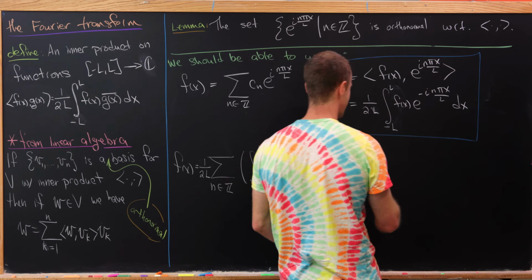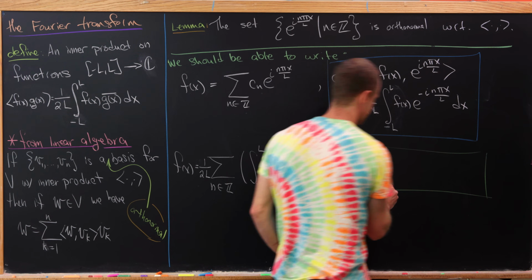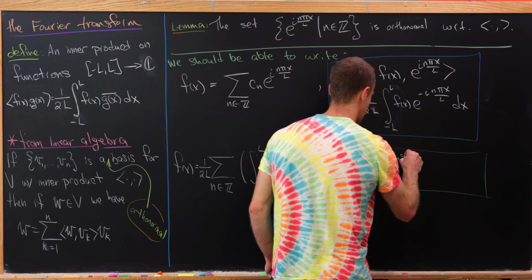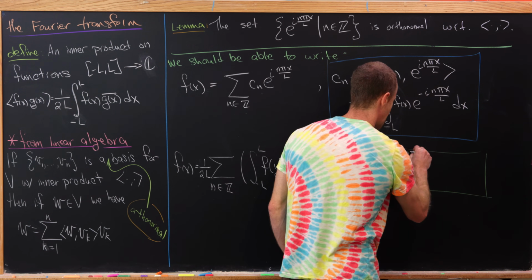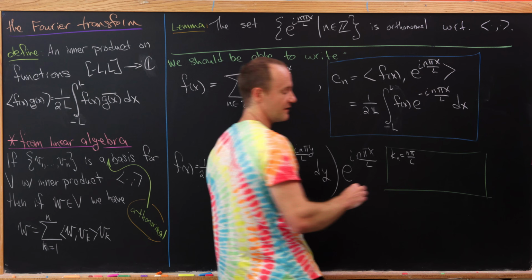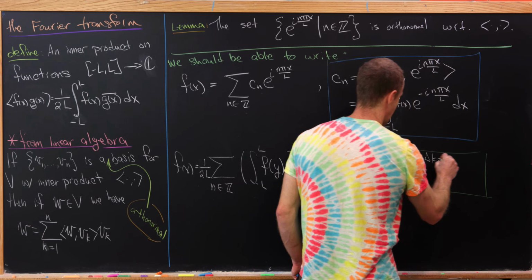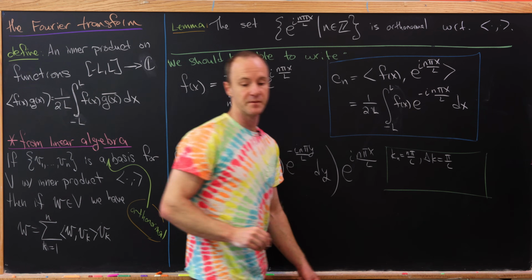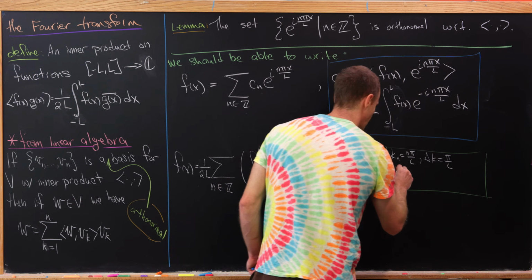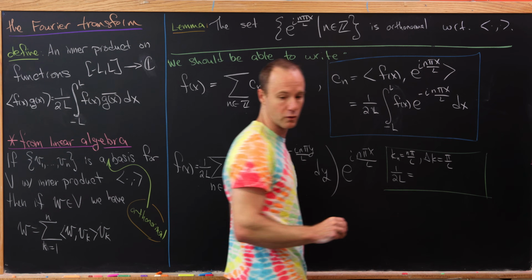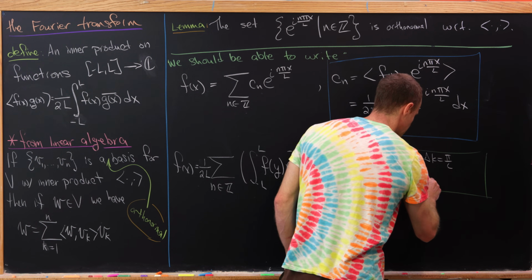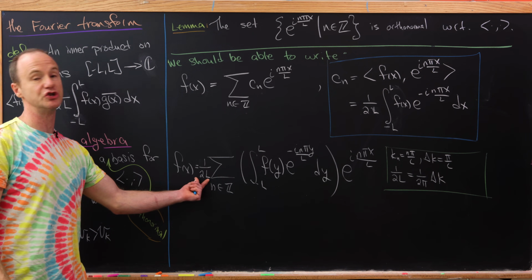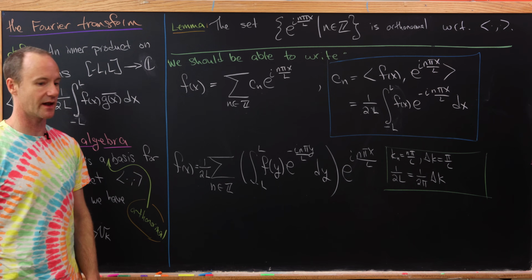Okay, so next up I want to introduce a little bit of notation. So let's put that notation over here. And I want to set k_n equal to n times pi over L. And then that means delta k will be equal to, let's see, pi over L. And then let's notice that that makes 1 over 2L equal to 1 over 2 pi times delta k. So I've got my 1 over 2L term here. That's why I needed to calculate that.